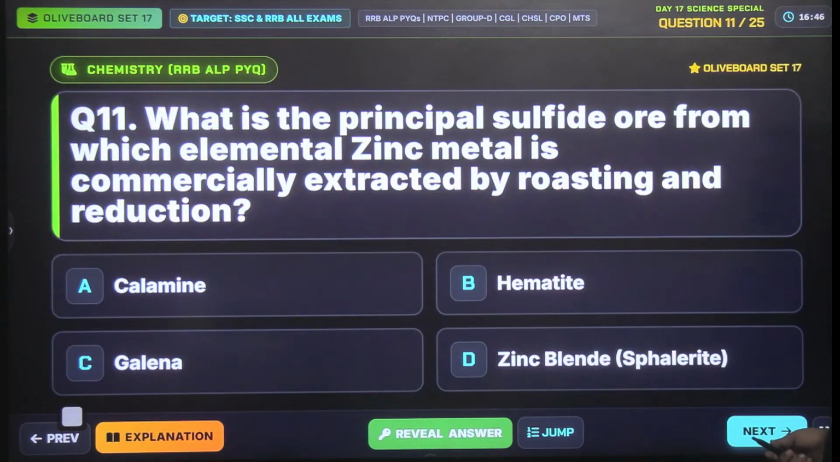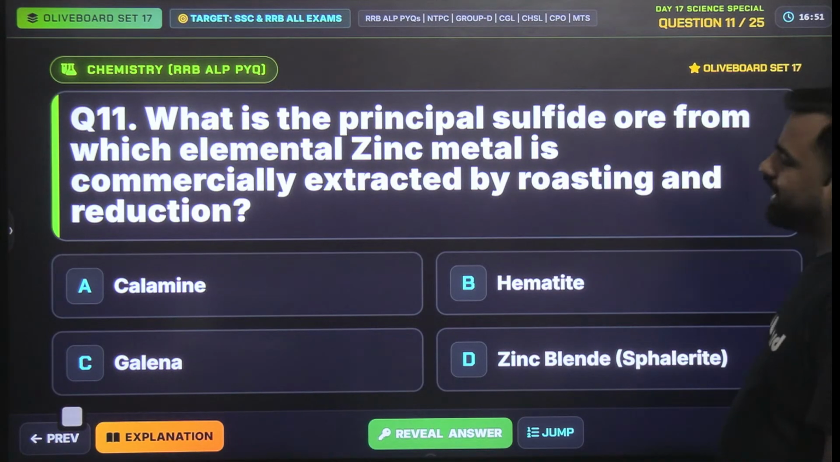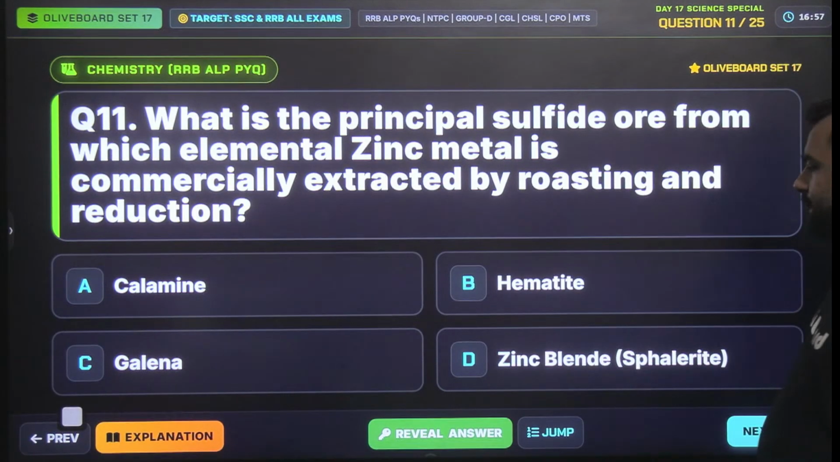Okay, the next one is, what is the principal sulfide ore from which elemental zinc metal is commercially extracted by roasting and reduction? Calamine, hematite, galena, or zinc blende? Your four options. What should be the correct answer, guys?